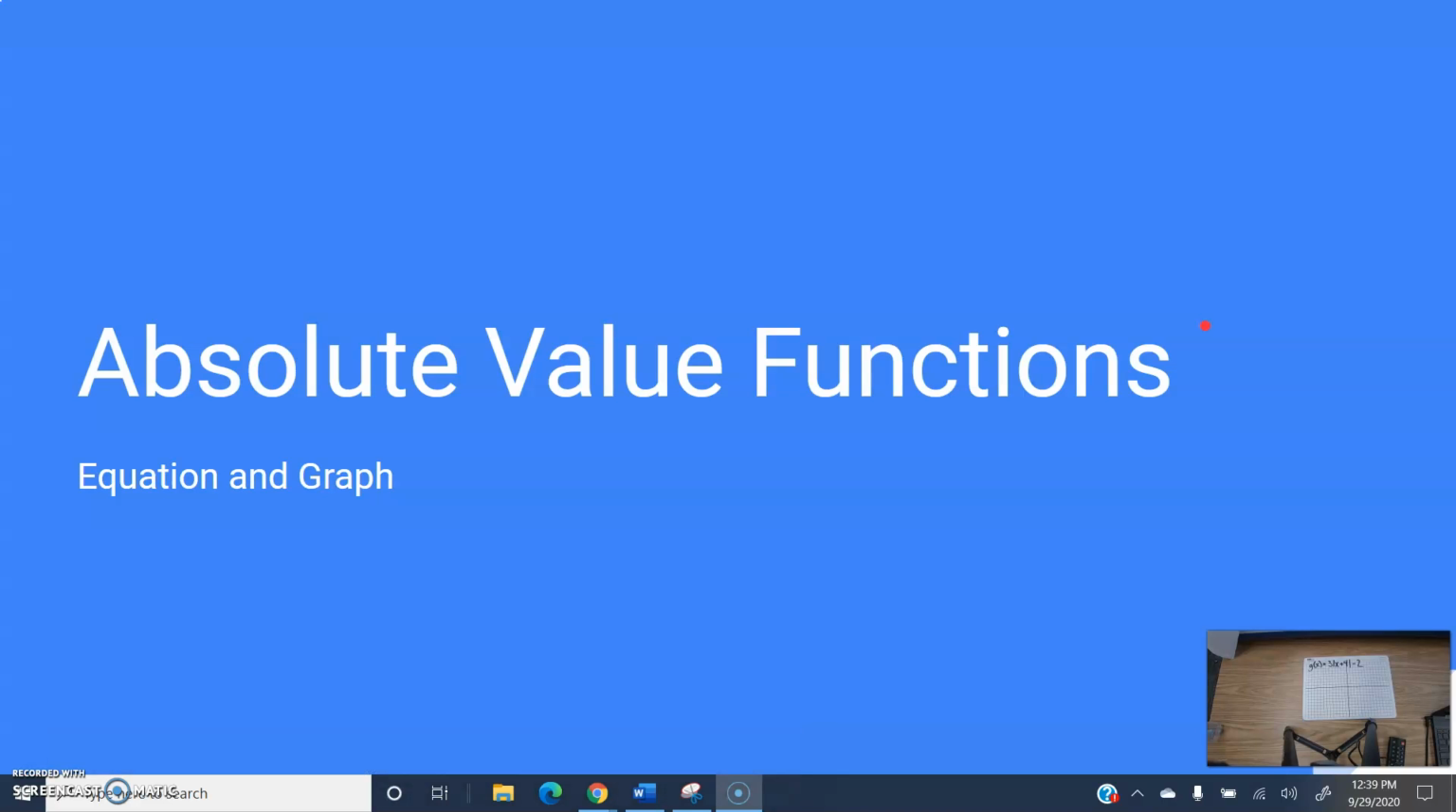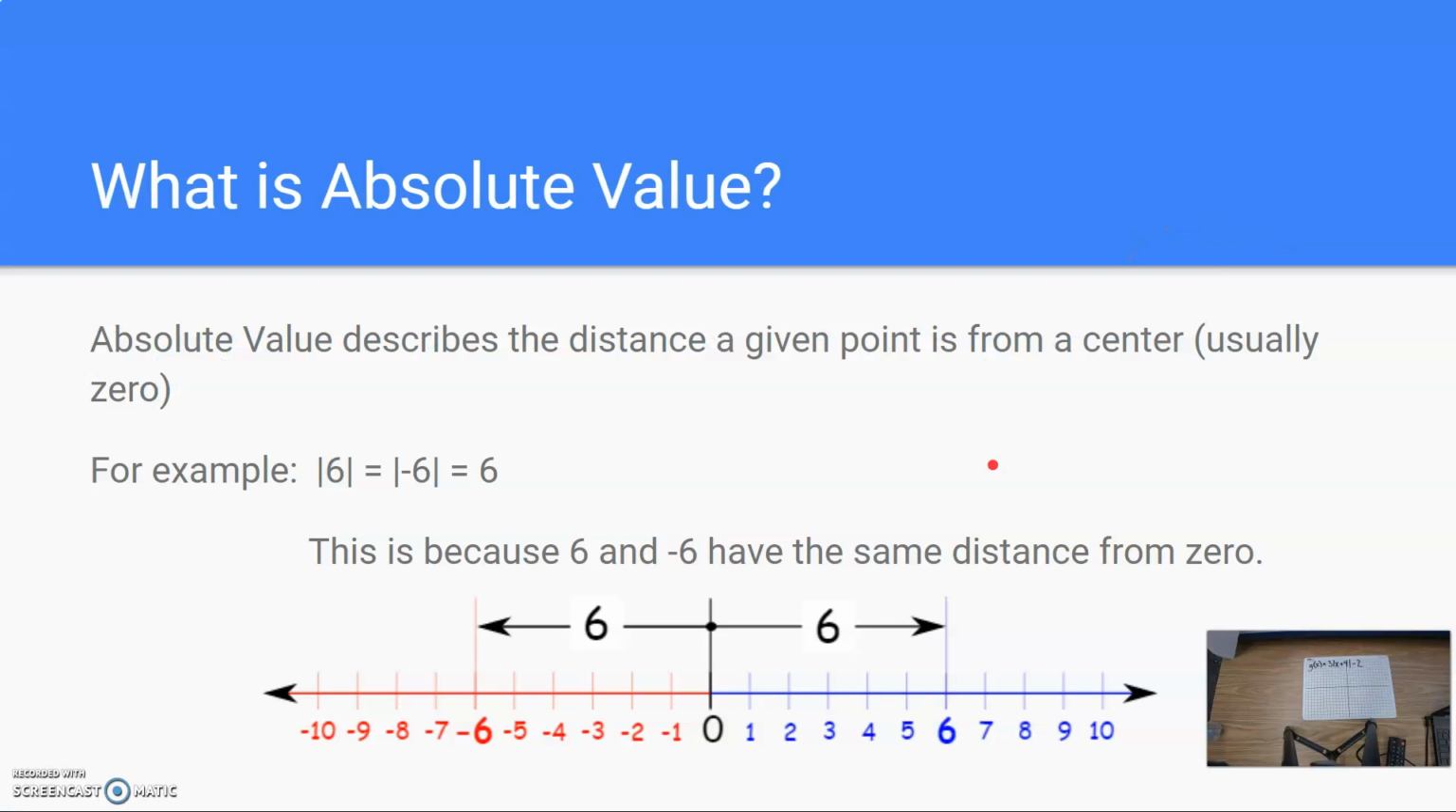Alright guys, so today we're going to talk about absolute values. This is going to be our first function that we're going to be digging a little bit deeper into. Today all we're going to talk about is the absolute value function equation, the basic equation, and what that looks like when we try to graph it.